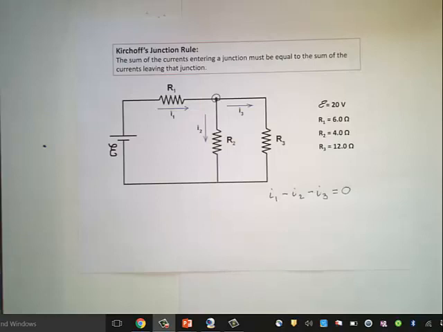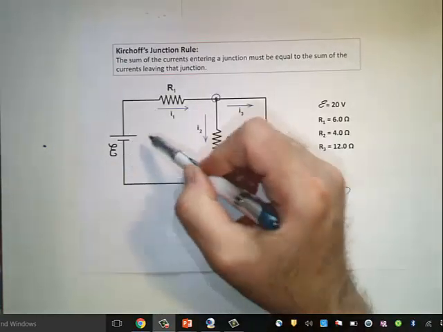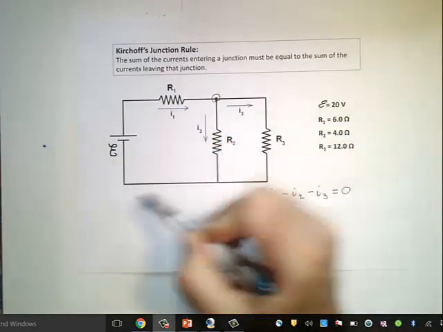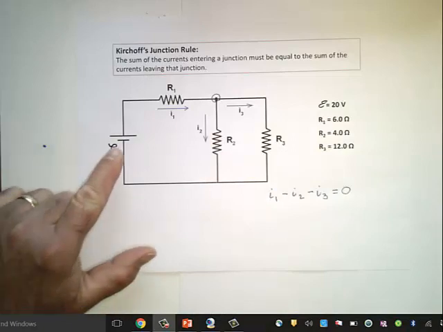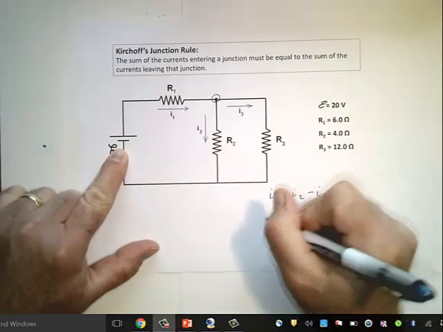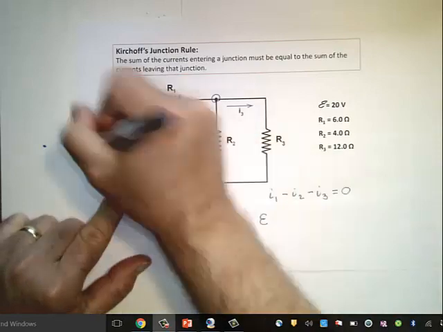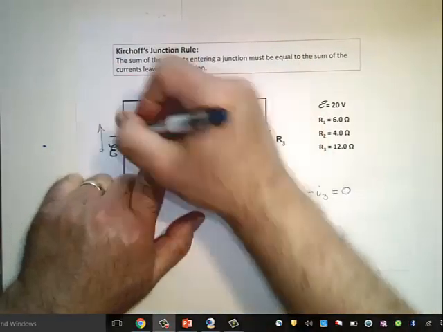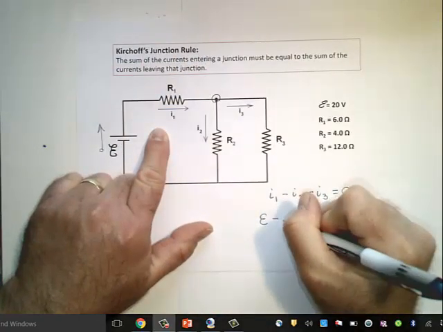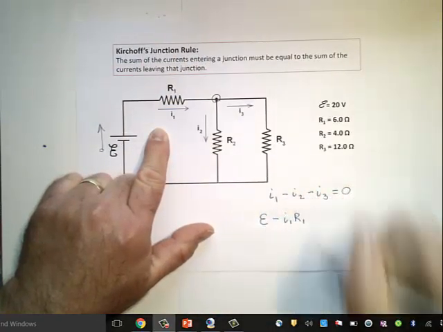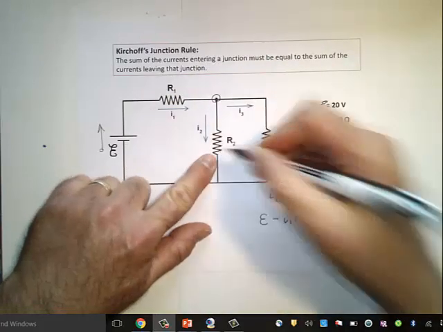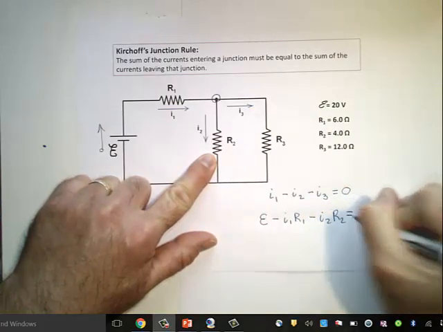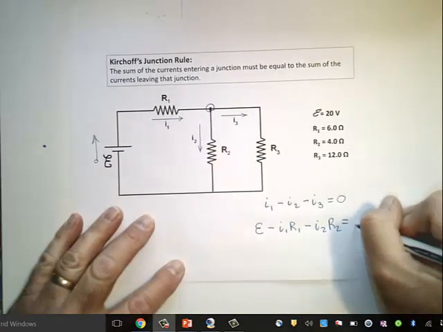So let's use the loop rule. Imagine we go around one of these loops. You don't need the entire circuit, you just need a single loop. According to Kirchhoff's loop rule, E, because this is the direction of the EMF, the direction I'm walking through this loop, hit this guy, you'd say minus I1 R1. Come through here, you'd say minus I2 R2. We've come back to the battery.